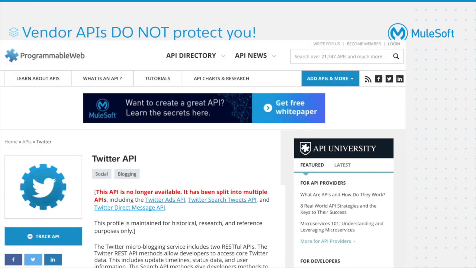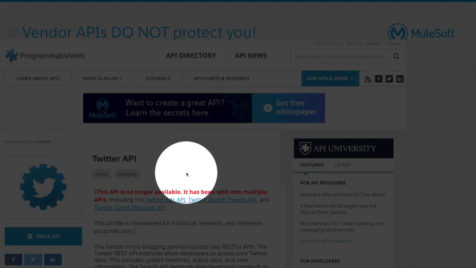Another approach that people suggest is, I'll just use the vendor APIs. Well, while the vendor APIs will deal with the protocol and you've got your authentication in there for that particular vendor, it's different across all of them. But more importantly, there's nothing to protect you from those vendors changing their APIs. And in fact, if you were using the Twitter API, you know that pain.